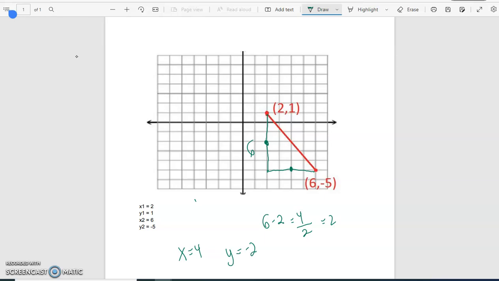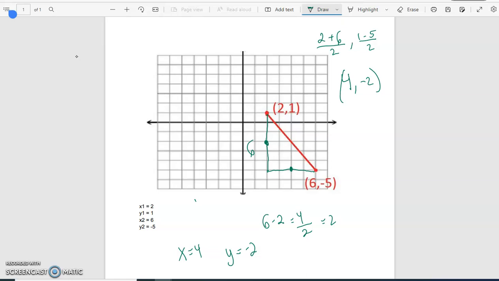Probably the more efficient way is to realize that the midpoint is simply the average of the x and the average of the y. So if you take 2 plus 6 and divide by 2, and you take 1 plus -5 and divide by 2, the average between two numbers is in the middle of those two numbers. So that is 1 minus 5, -4 divided by 2 is -2. So that matches up with the first explanation there.